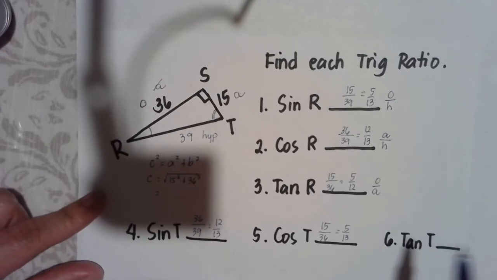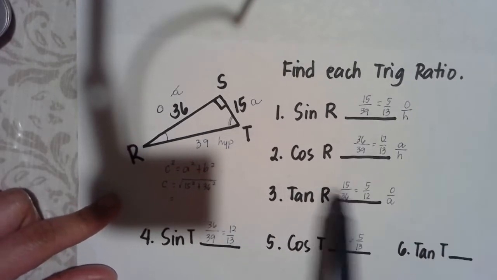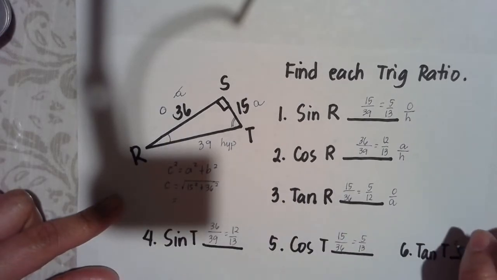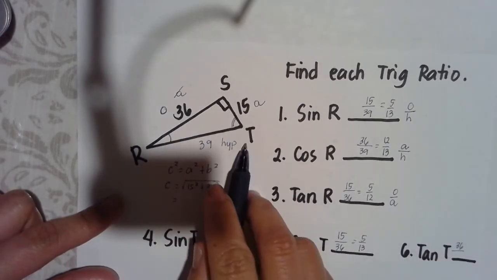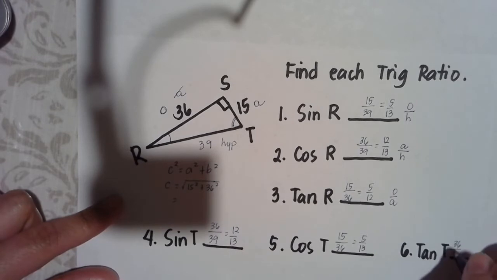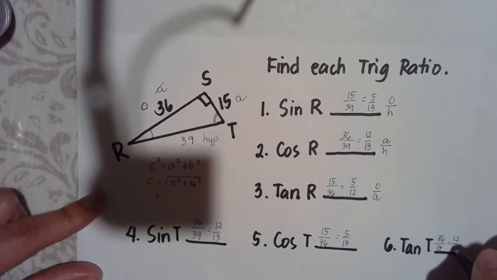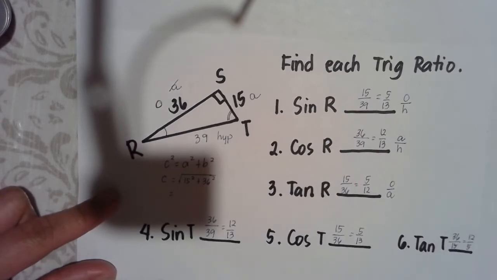Next, tangent, opposite over adjacent. So opposite would be 36 over the adjacent, which is 15. And the lowest term would be 12 over 5. And that's it.